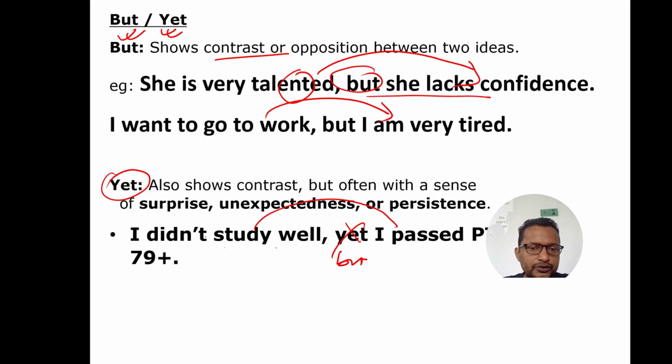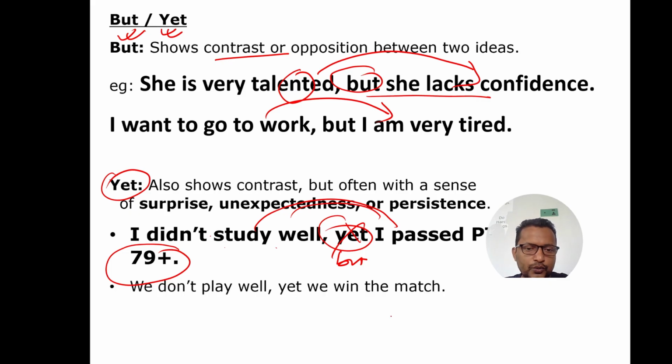But even though you don't study well, you passed PTE with 79 plus. In that context you use "yet", because the result is surprising. Another example would be, we don't play well, yet we win the match. The general expectation is, if you don't play well, you are not going to win the match, right? But despite not playing well, you win the match. In that context, when you want to write using "but" or "yet", put yet, not but.